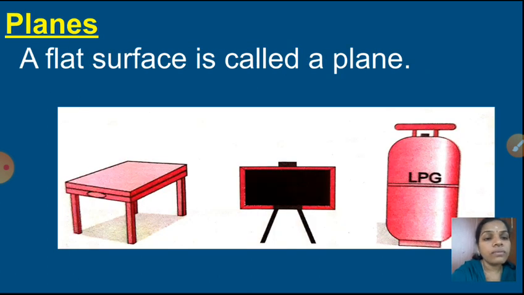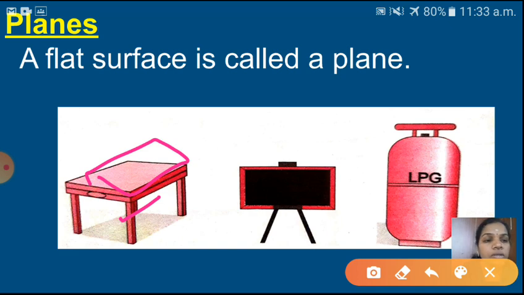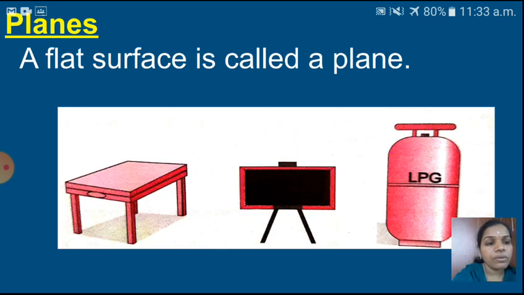Children, see here the figure alongside, I have given some pictures. A flat surface is called a plane. In mathematics, a flat surface is called what? Plane surface. See here, first one, this is what? This is a flat surface. And this blackboard is also a flat surface. So we can say it is a plane. And this one, is it a flat surface? No, it is a curved surface. So these two we can say are planes.